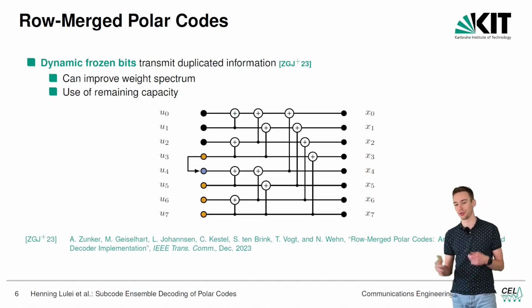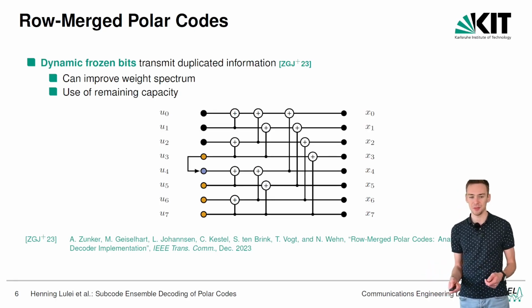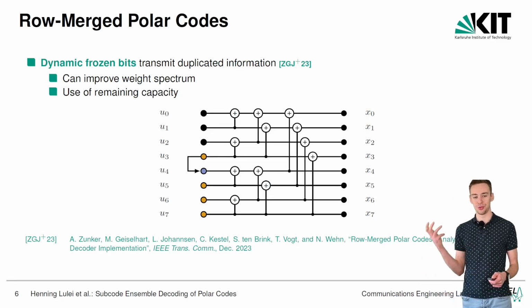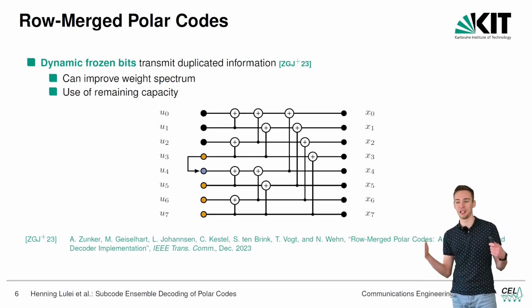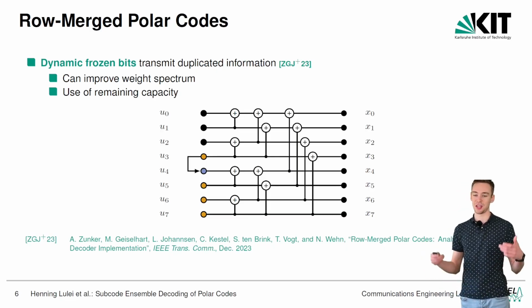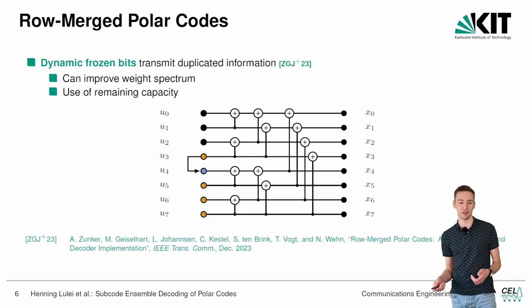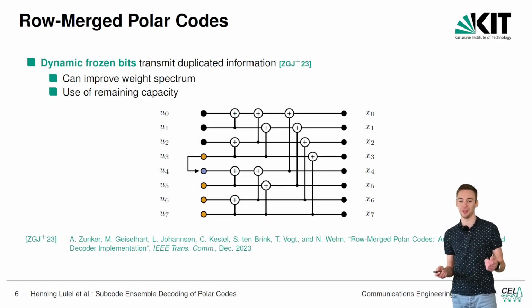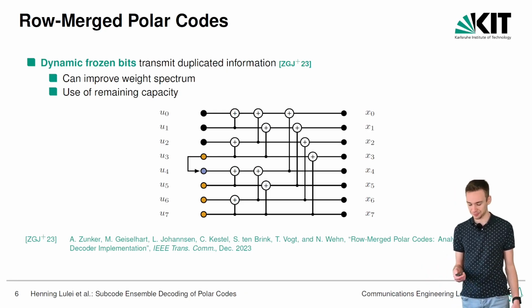This has two explanations for why that might gain performance. One option is that because U4 is no longer limited to be 0, our weight spectrum improves. Or alternatively, U4, especially for very short block length, has still some remaining capacity, even though it's frozen. And with row-merged polar codes, we can leverage that performance because SCL decoding also updates the path metric in frozen bits. This is another explanation for why this gains performance in some scenarios.